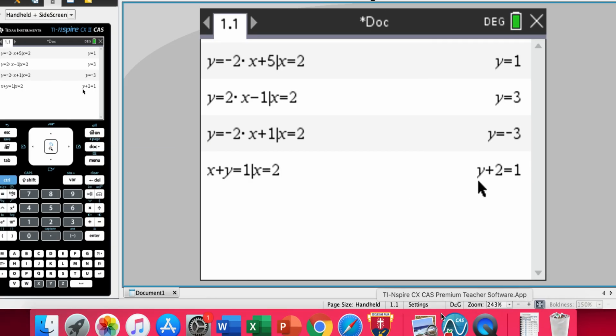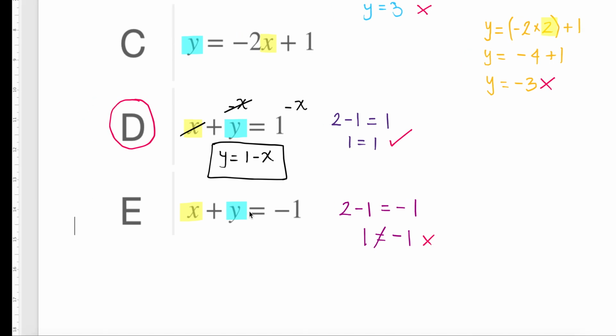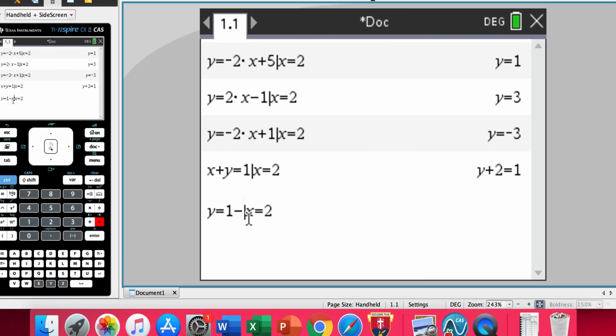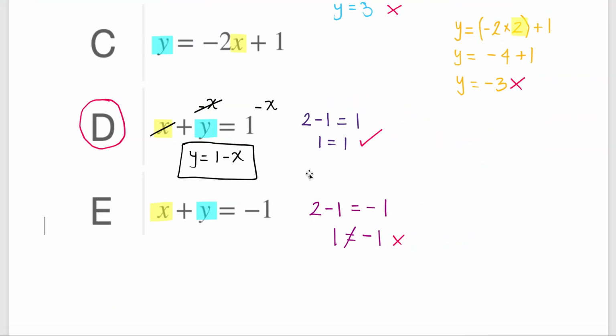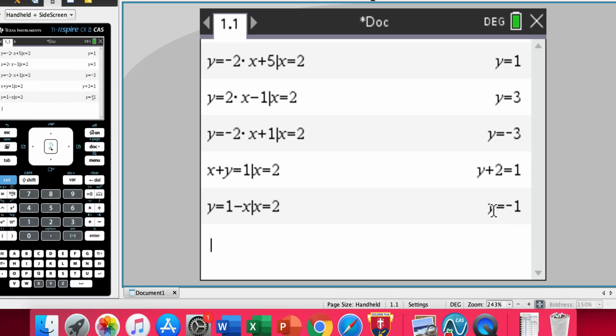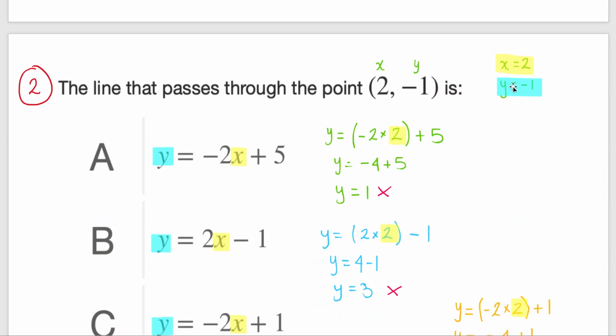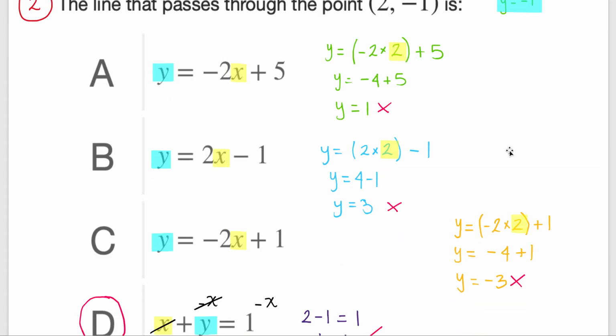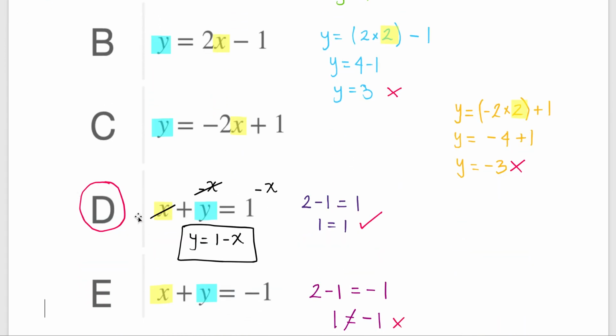So I'm going to say here again, I'm going to delete the rule, y is equal to 1 take away x. Press enter, and I get that y is equal to -1. What? That y is equal to -1. Yes, y is equal to -1, and that's what we wanted. We wanted y equals -1, so that's why we got to the answer, and the answer therefore is D. Wonderful.